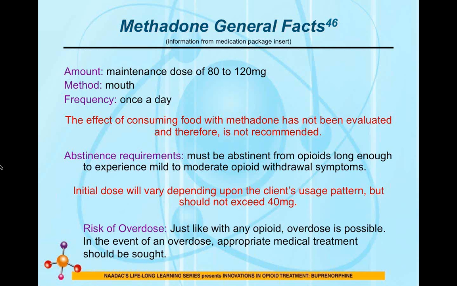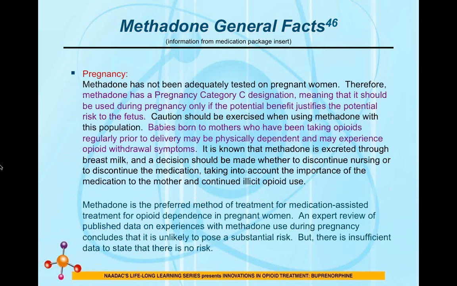For pregnancy, methadone is actually the recommended medication of all the three that we're talking about today. The reason why is they haven't been able to do enough research for buprenorphine yet to override that recommendation for methadone. But all of these medications have a pregnancy category C designation. What that means is that it should be used during pregnancy only if the potential benefits justify the potential risk to the fetus.